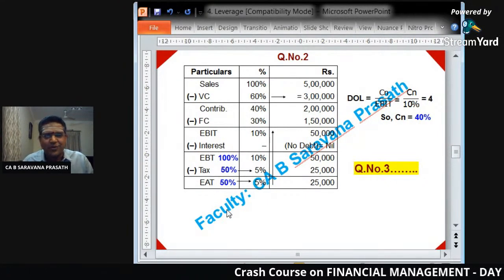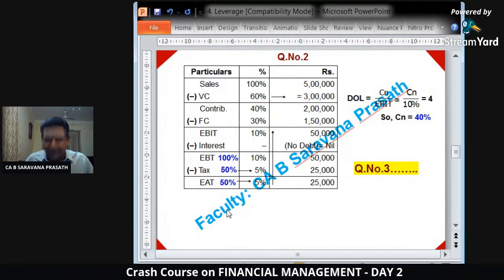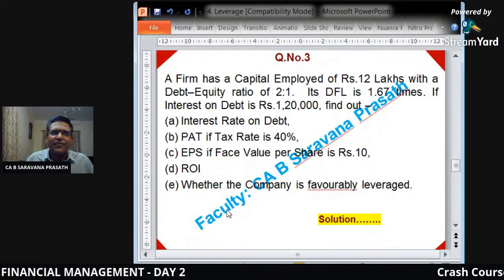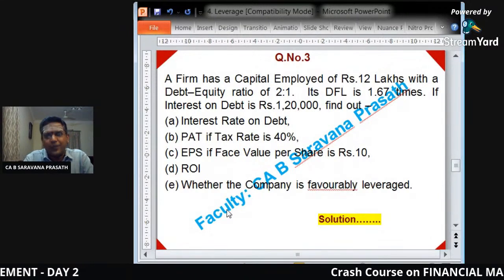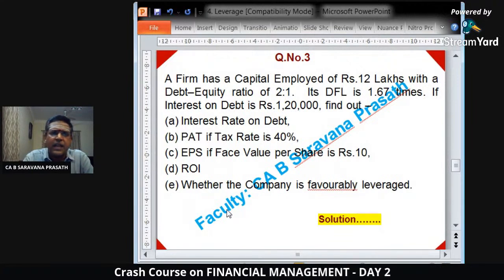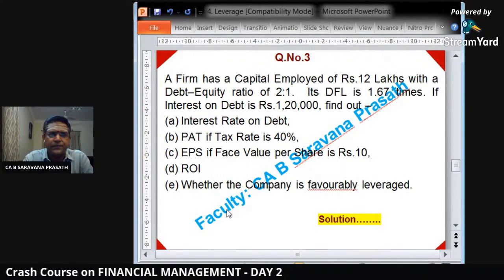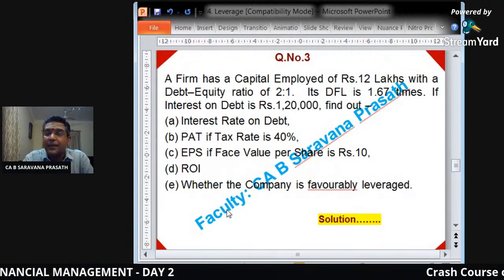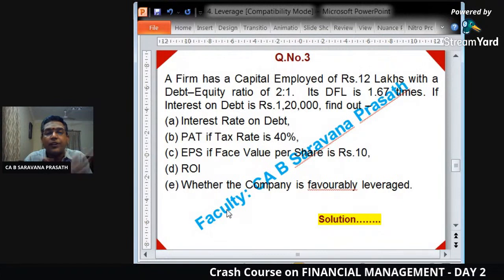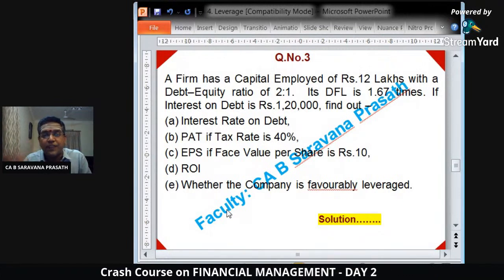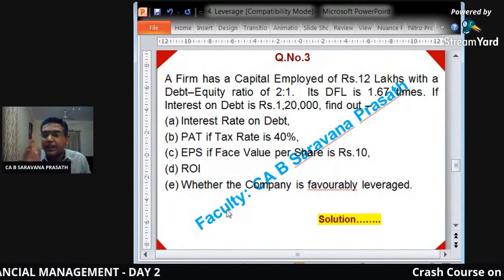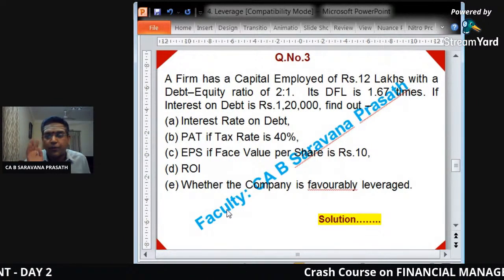We will now move to a third question. We will learn some more concepts in this connection. A firm has a capital employed of 12 lakh rupees with a debt equity ratio of 2:1. So debt is 8 lakh and equity is equivalent to 4 lakh.